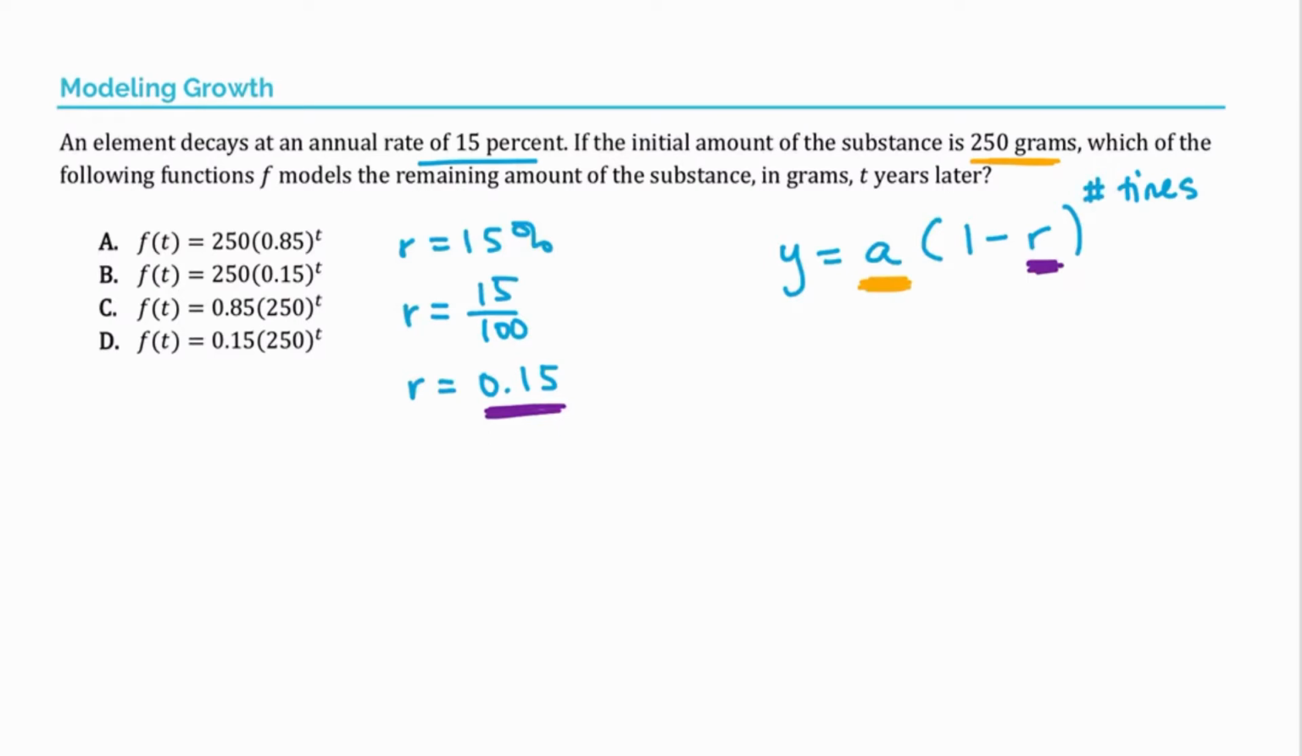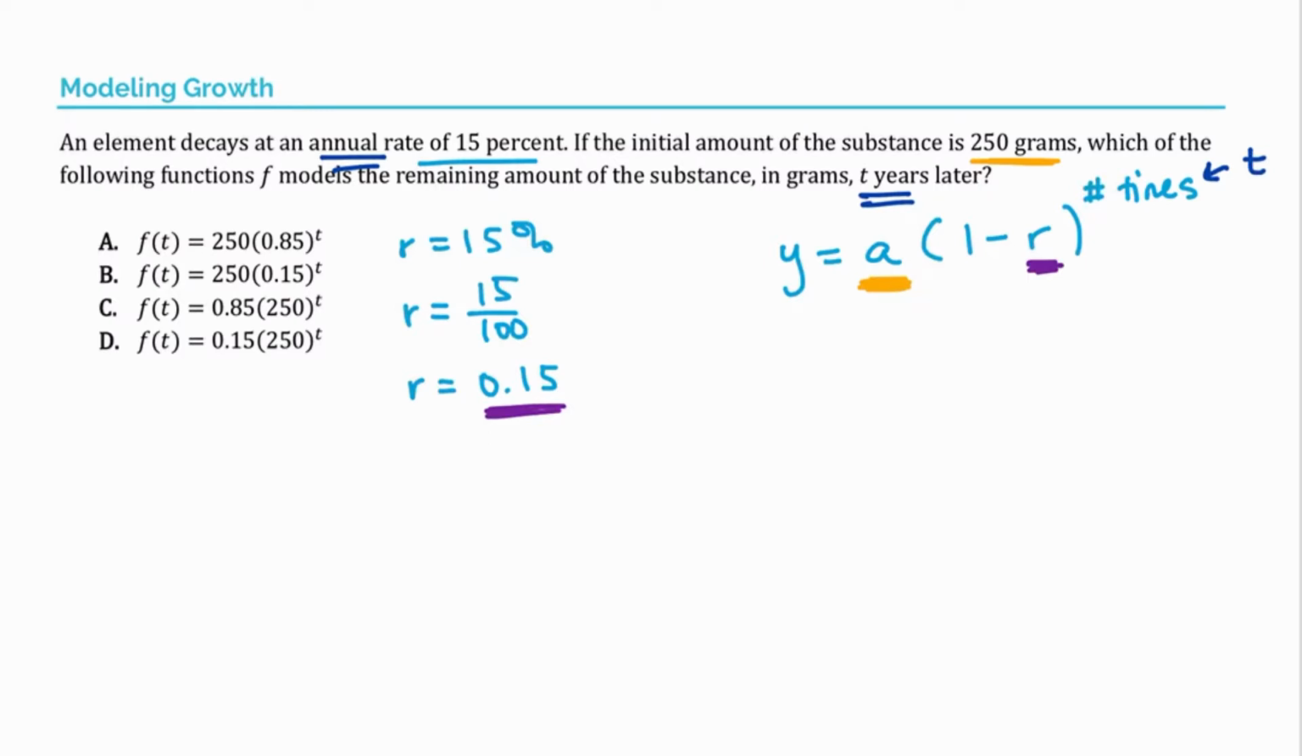Which of the following functions, f, models the remaining amount of the substance in grams t years later? So it's been t years, which of course is important to know so that we can figure out that exponent. It's been t years, and it decays at an annual rate of 15%. That means that rate changes once per year. It's annual. It's not semi-annual, which would be twice per year. It's not monthly, which would be 12 times per year. It's an annual thing. So the total number of times is just going to be t, because after t years and it happening once per year, the total number of times will be t.